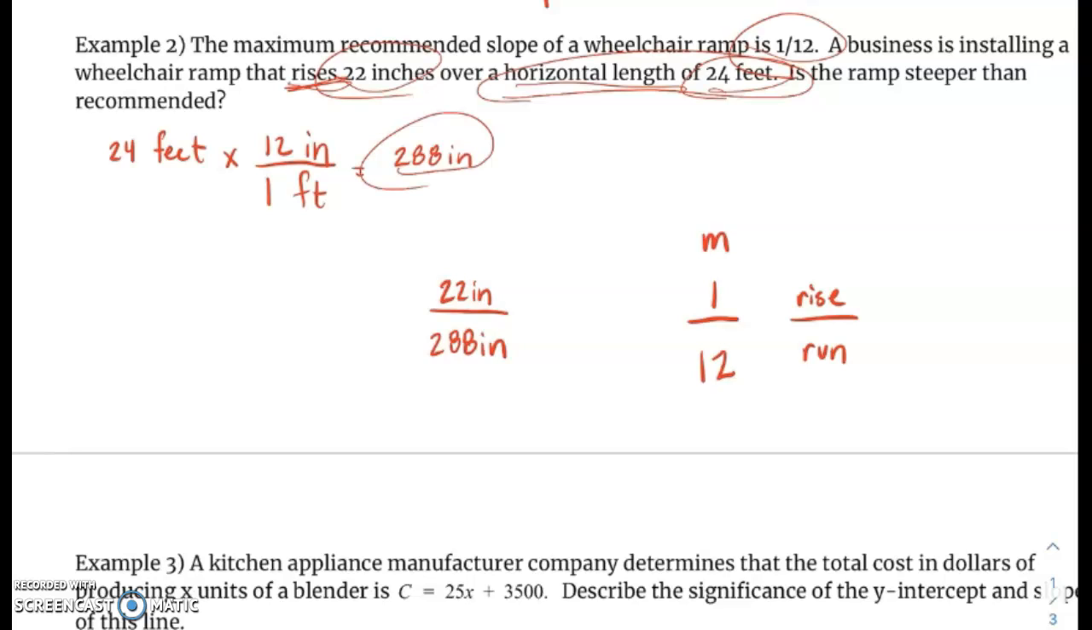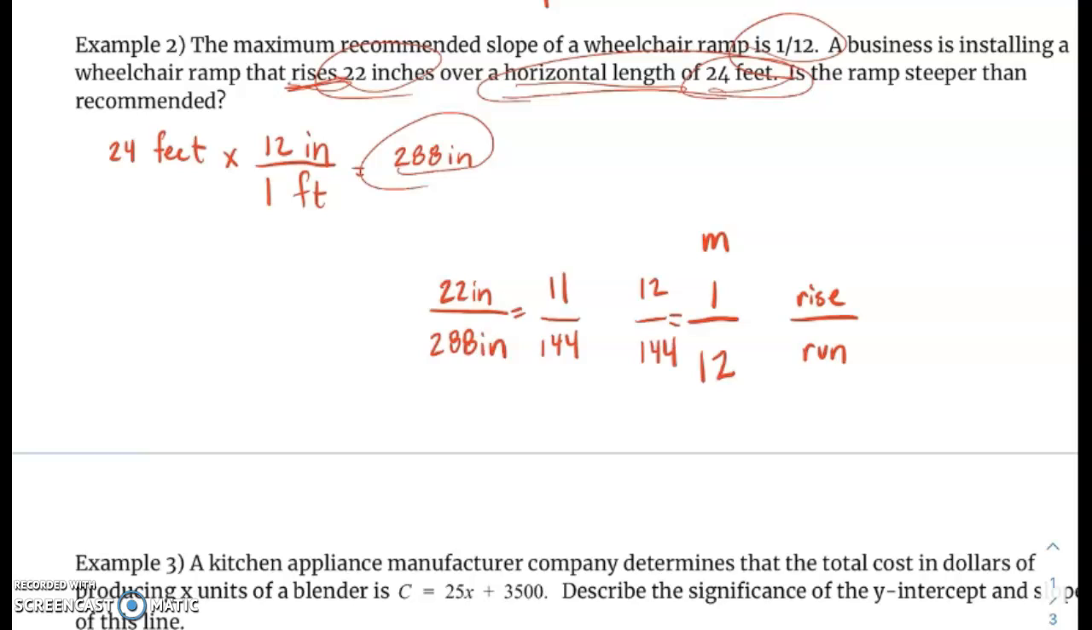Now let's simplify that. Let's see, what can we take out of 22? We can for sure take out 2. So if I take out 2, I'm going to get 11 over 144. And we just want to now compare those. You can either change them into decimals, or if you want to get a common denominator. So 1/12 is equivalent to, if you multiply the top and bottom by 12, you get 12 over 144.